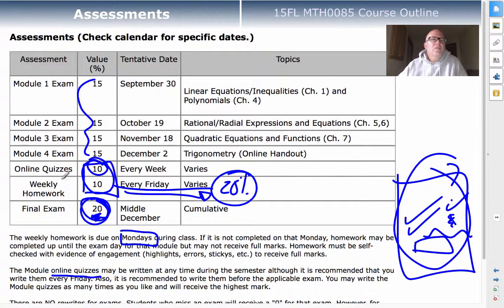The online quizzes, that's these guys here, they're worth 10% of your grade. You can write them anytime you want. I'd advise you to write them a couple times anyway before you write the exam for that section. But also you can write them at any time during the semester, right up until the final exam. And you can write them as many times as you want, and I only take your highest mark for them. So if you write it and you get a 0, and then you get a 5, and then you get a 10 out of 10, that's the mark that will be recorded.